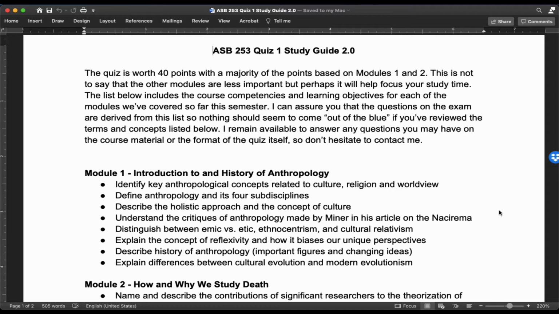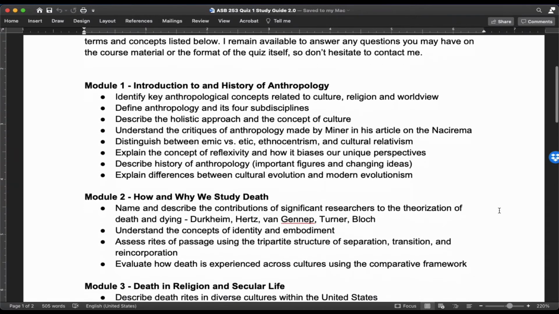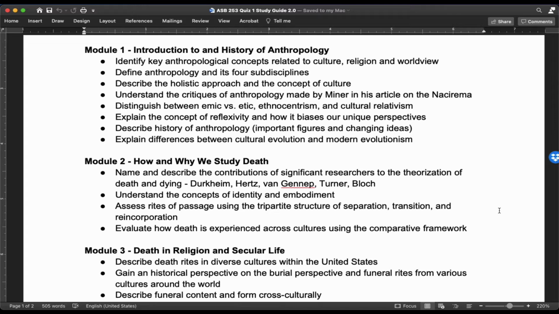The majority of those points are going to be coming out of modules 1 and 2, but this does not mean that the other ones are not also important and also included to a certain extent within the course, the questions that will be on the quiz. So take that as you will. I'm going to just give a kind of general overview of each of the important things I consider from each module as a sort of study guide to help you all prepare for the quiz.